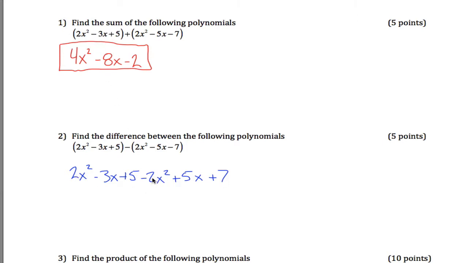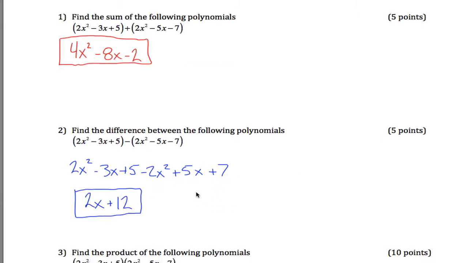2x squared minus 2x squared, that's all my x squareds, there's no more left, so I don't write anything. -3x plus 5x nets out to +2x. +5 and +7 sums to +12. The difference between these two polynomials is this polynomial right here. All right, on to the next.